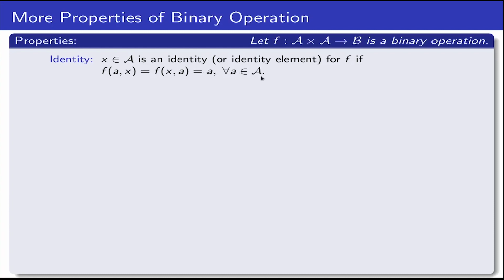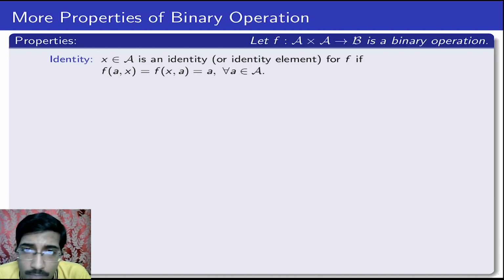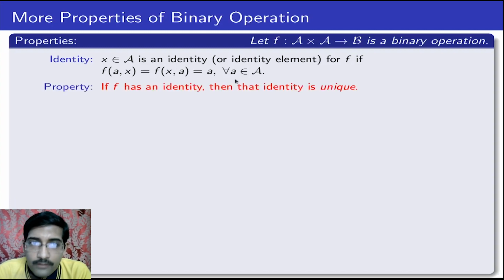For the addition binary operation, 0 is your identity element because x plus 0 equals 0 plus x equals x, or rather a plus 0 equals 0 plus a equals a. For multiplication, 1 is your identity because a into 1 for any a equals 1 into a equals a. If f has an identity, then that identity is unique. There cannot be two elements which are both identity elements.